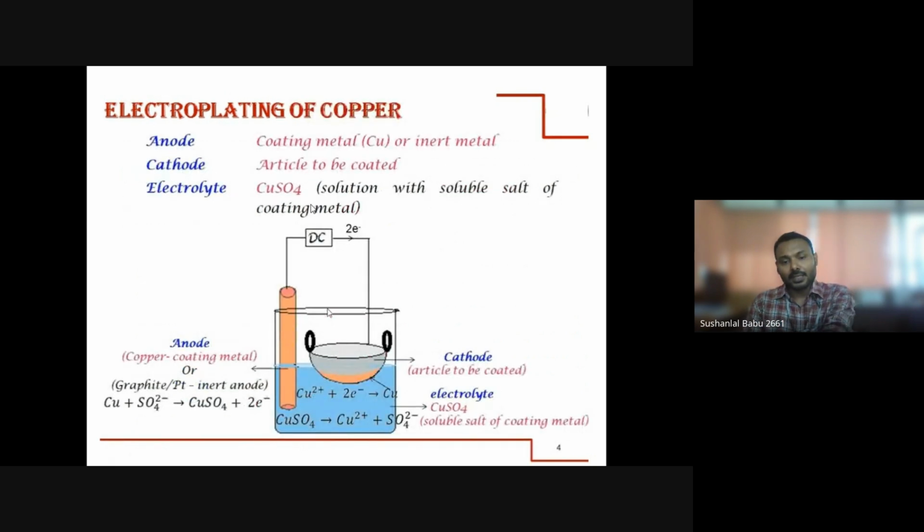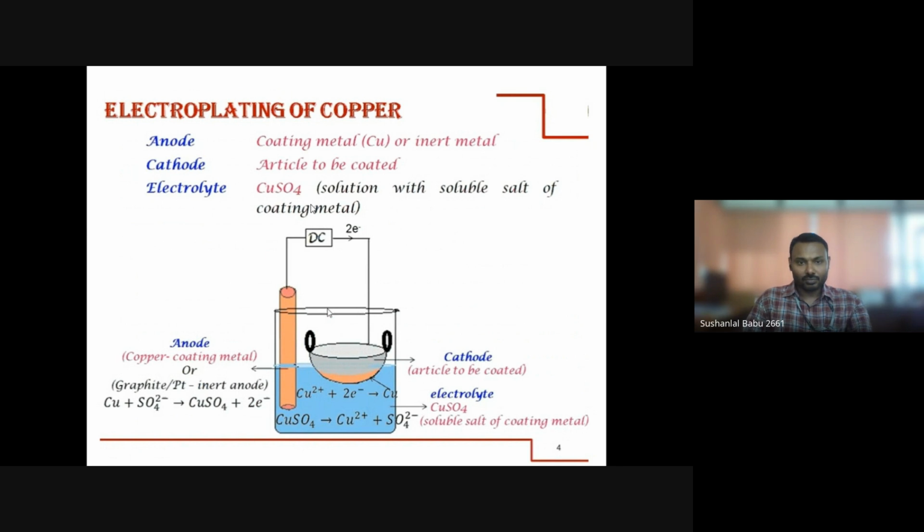Next, a simple example explaining the electroplating process of copper, and the figure is given below. So, what are the important things we need to have? Anode has to be there, cathode has to be there, electrolyte. The anode can be the coating metal or an inert metal. The cathode is the article to be coated.